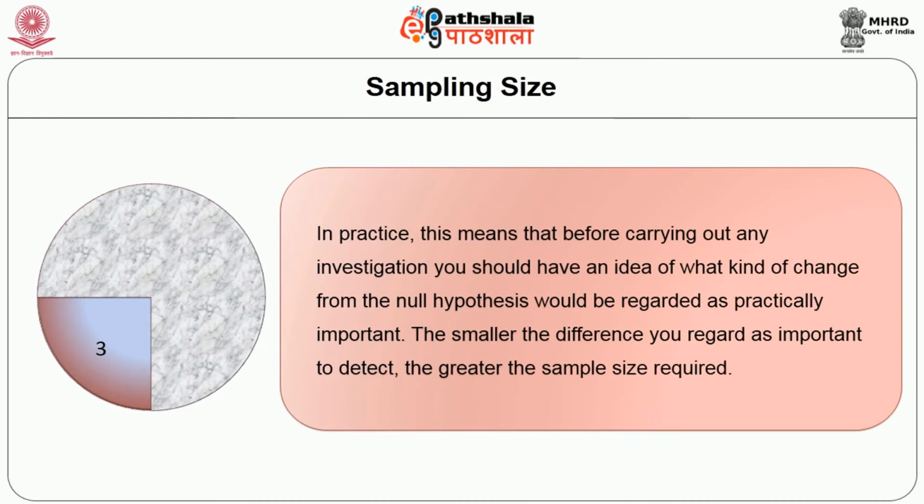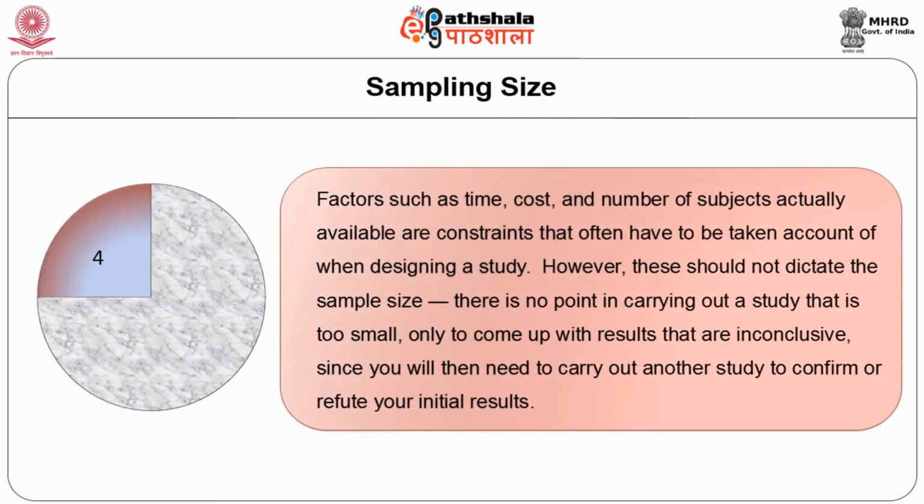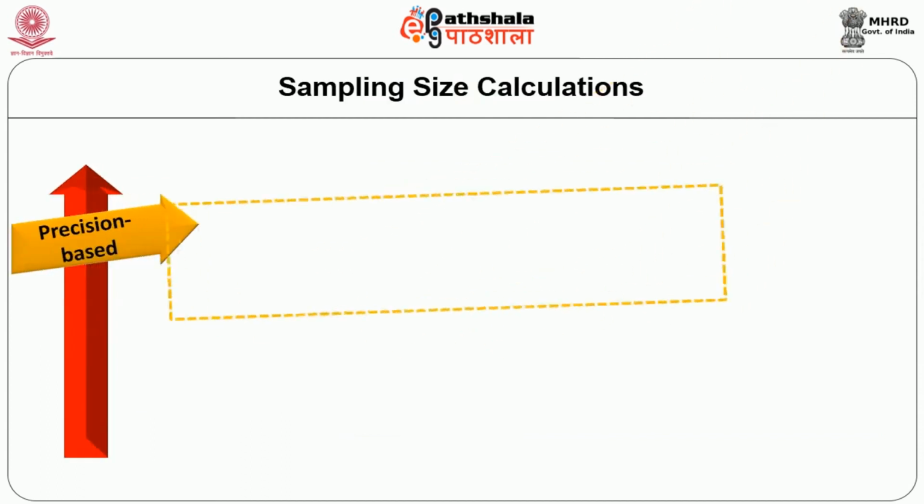In practice, this means that before carrying out any investigation, you should have an idea of what kind of change from a null hypothesis would be regarded as practically important. The smaller the difference you regard as important to detect, the greater the sample size required. Factors such as time, cost, and number of subjects actually available are constraints that often have to be taken account of when designing a study. However, these should not dictate the sample size. There is no point in carrying out a study that is too small, only to come up with results that are inconclusive, since you will then need to carry out another study to confirm or refute your initial results.